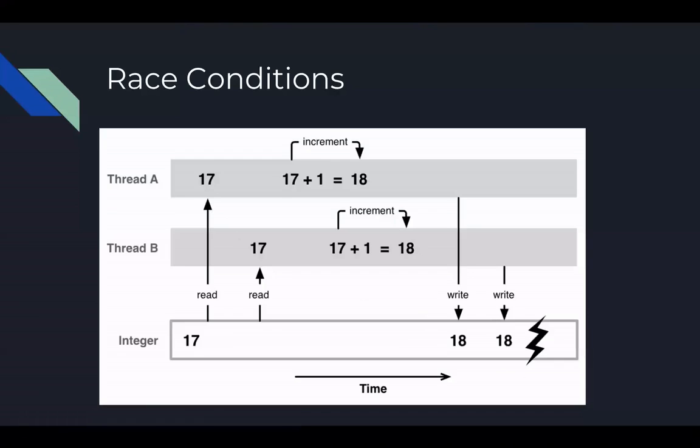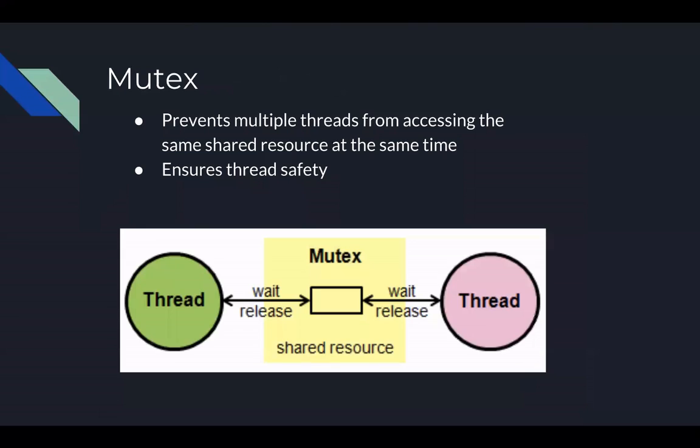So how do we fix this? How do we go about fixing this issue? In programming, there's something called a mutex that we can use. A mutex stands for mutual exclusion object.